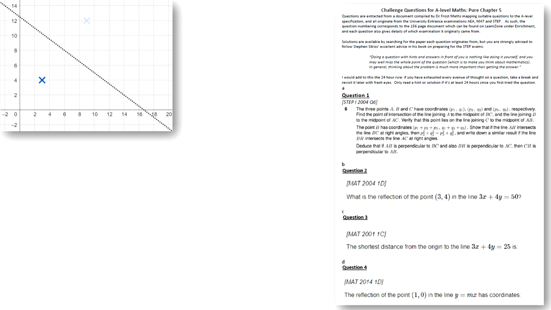It might be helpful, I have to say, with this particular question to find out where your perpendicular line crosses the line you were given.